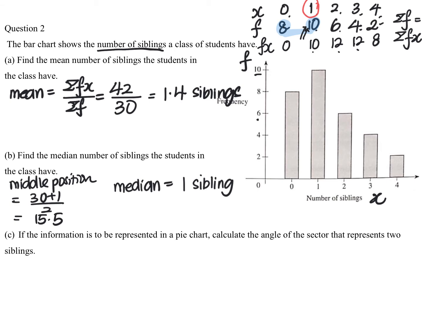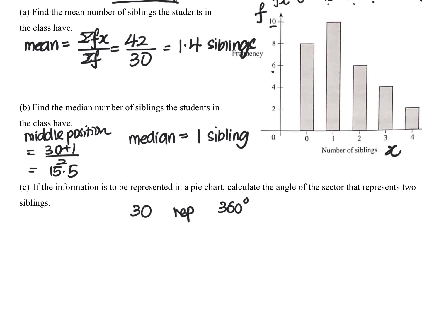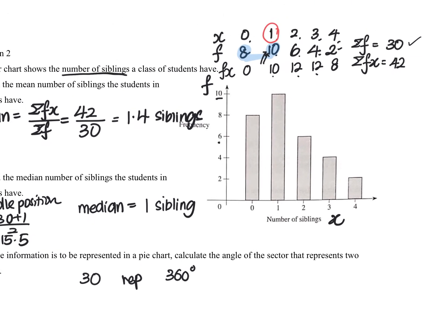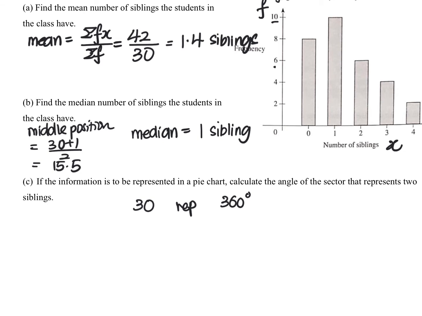Now, next part of the question, we're going to look at if the information is represented on a pie chart. So we know that the total frequency is 30 students, represented by 360 degrees, a full circle. Calculate the angle of the sector that represents people with 2 siblings. How many people have 2 siblings? There are 6 of them. So 6 students have 2 siblings, and that angle will be given by 6 divided by 30 times 360.